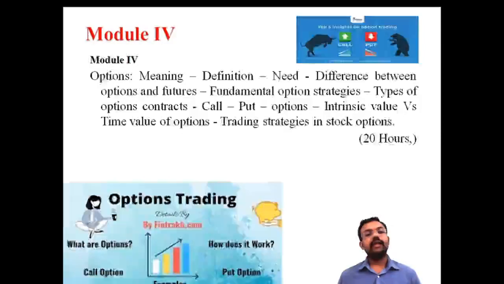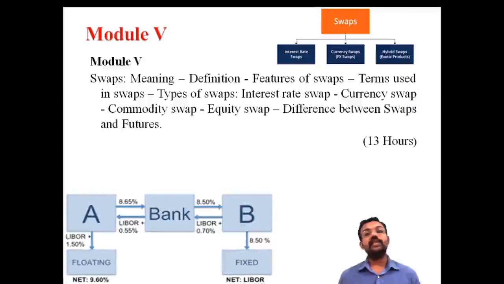Okay, and the last module is regarding the last important category of derivative, the swap. In the last module we discuss the swap contract. What is a swap? Swap means an exchange. In a swap contract, we exchange cash inflows between two persons, A and B. Suppose interest rate is a cash inflow, or currency is a cash inflow. We exchange the cash inflows between the persons. This contract is known as swap.